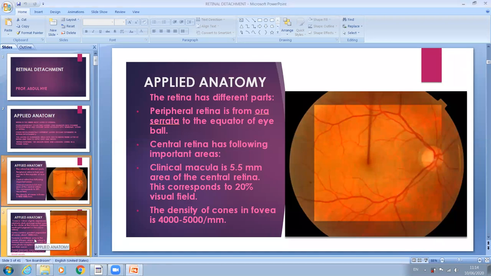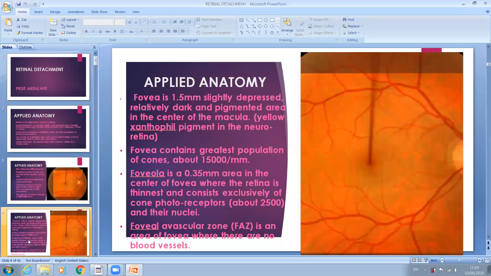The retina has different parts. The peripheral retina is from the ora serrata, from the periphery to the equator of the eyeball, and the central retina has the macula and the fovea, which I have already described. Then the fovea is about 1.5 millimeters, a slightly depressed, relatively dark and pigmented area.